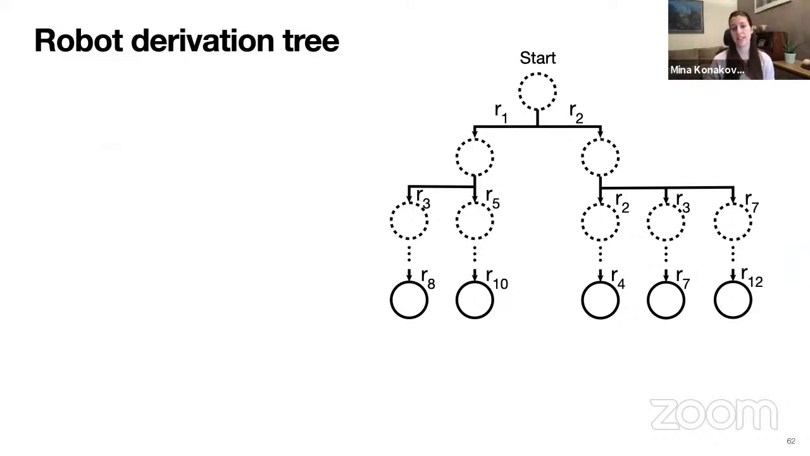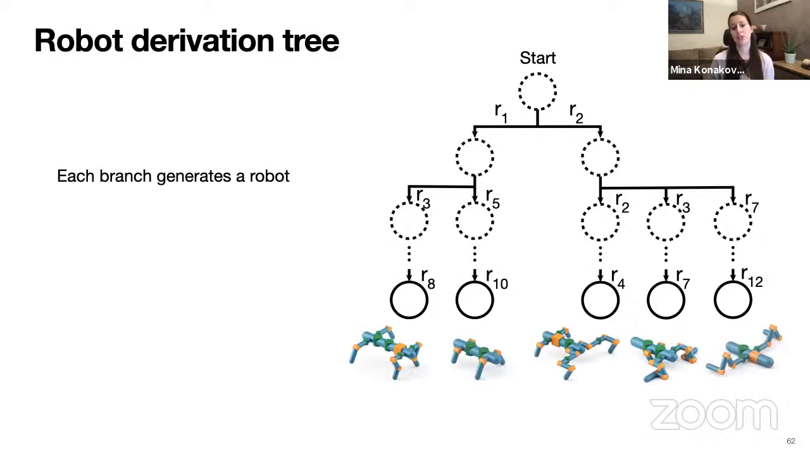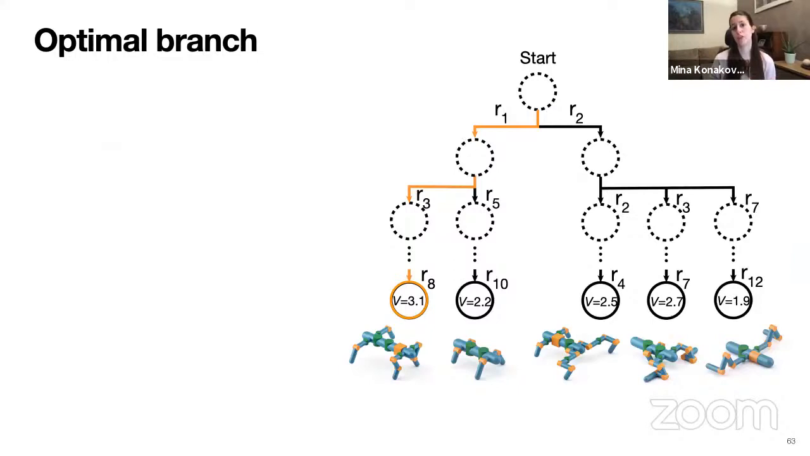And our strategy for identifying the best solution works as follows. We can think of the design space defined by the grammar as a search tree, where the start symbol is at the root of this tree, and each branch generates a robot by following the sequence of rules that are stored in the edges of this tree. Once we have a complete robot design, we can simulate it and compute its performance. Now, in this example, we would be looking for the branch on the left, as it has the highest performance value. But deriving every single branch all the way to the end and simulating every robot for hundreds of thousands of different designs is intractable.